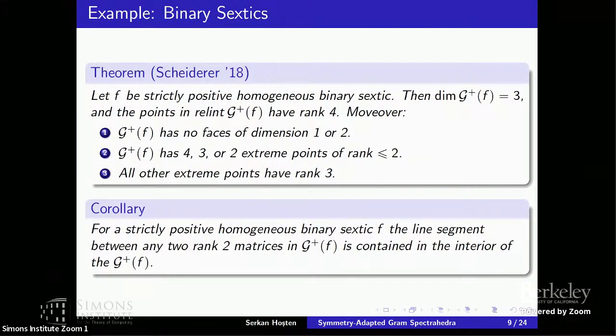If you have 2 of those rank 2 matrices on the boundary, you can draw the line segment between them. That's in the Gram spectrahedron, but it never lies on the boundary itself. It's in the interior. I don't know what your intuition is, but the first time I thought about it, I said, well, it should be true in general. But as you will see, it's not true. And that's what I mean by studying the geometry of these objects.